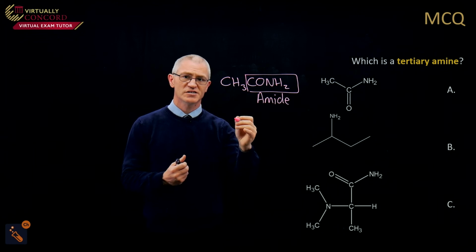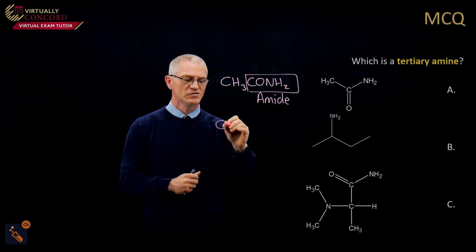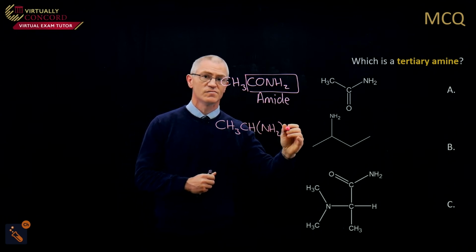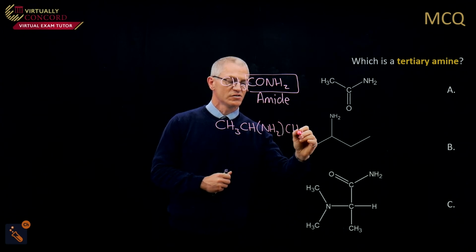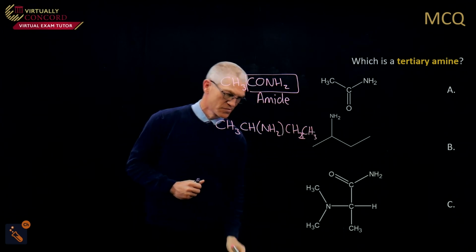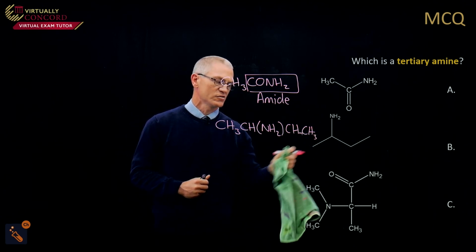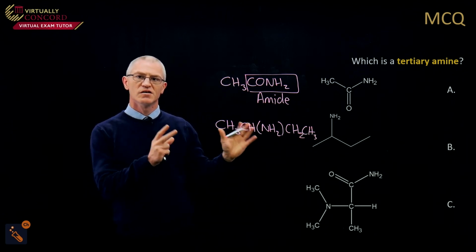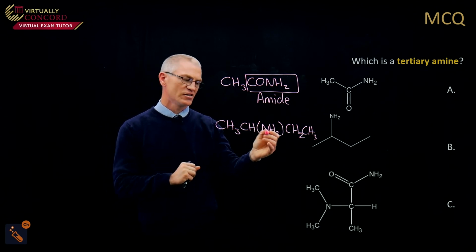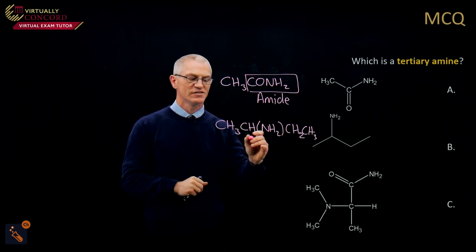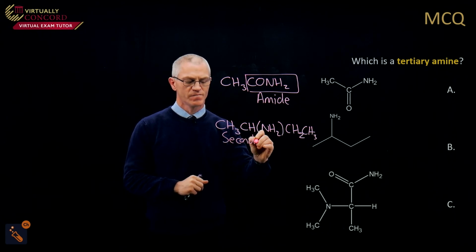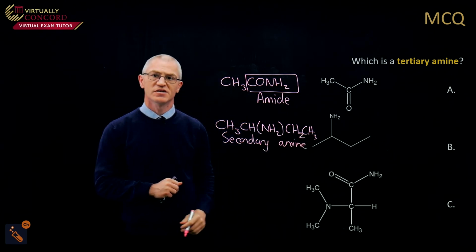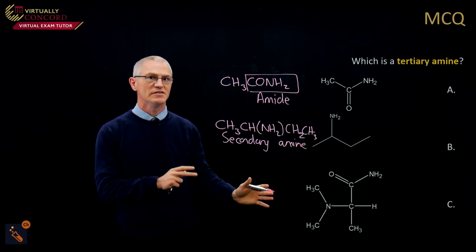Again, try and practice your structural formula because sometimes you're asked to do it. So this would be CH3, CH, NH2, and then it'd be CH3, CH2, sorry, CH3. Okay, so CH2, CH3. So again, look at it. That nitrogen has 2 hydrogens on it. It has 1 large group underneath. That is a secondary amine. Okay, secondary amine. Let's hope C is the tertiary amine.